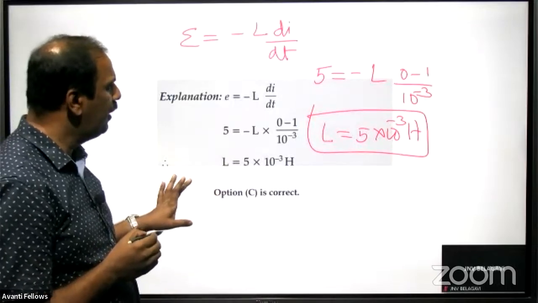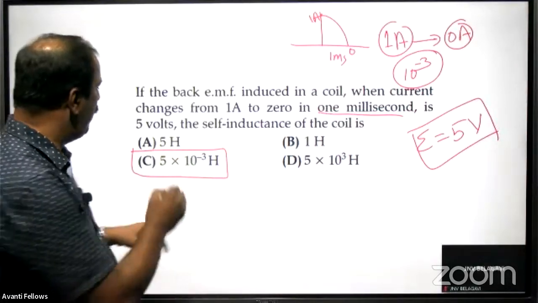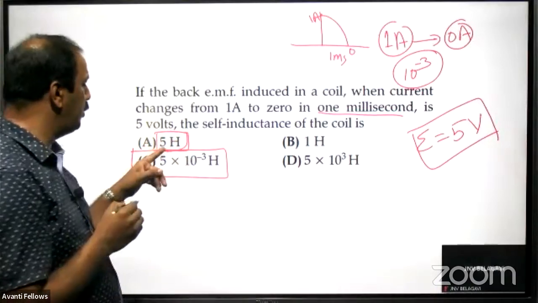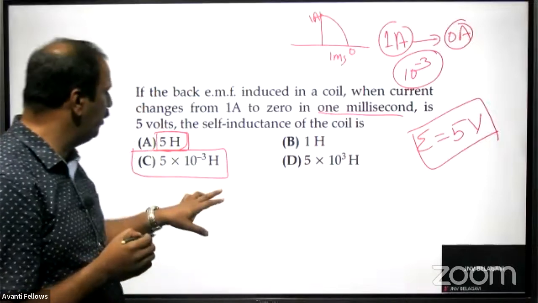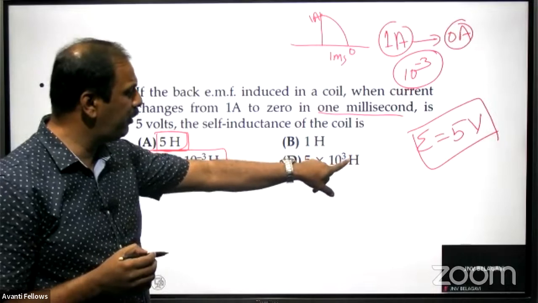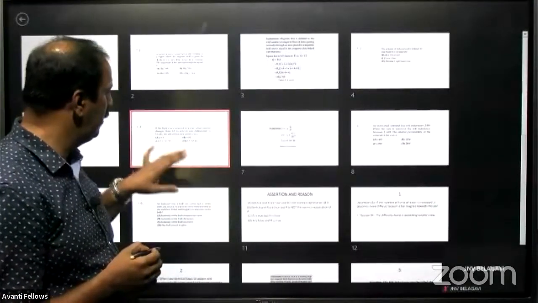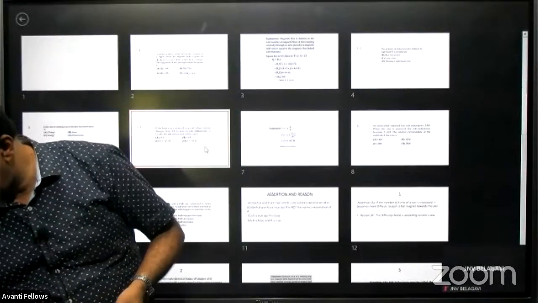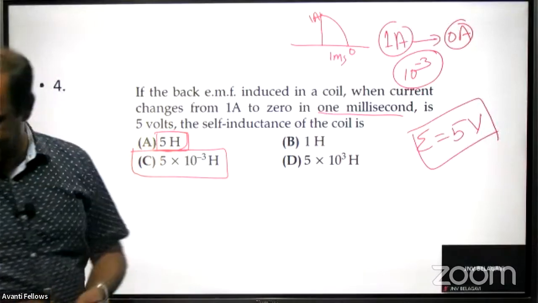Here, what you have to take care of is that 5 Henry is also an option. So when you are doing it in a hurry, you may not take the millisecond and may go directly to the second. Then 5 into 10 to the power 3 would come. So that problem should not come. That is what you should take care of.